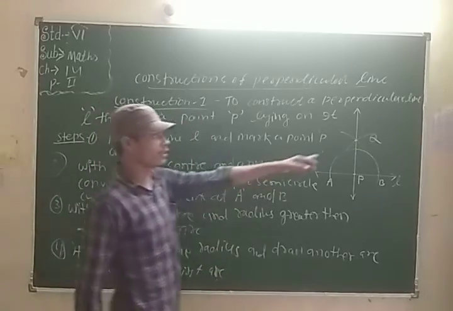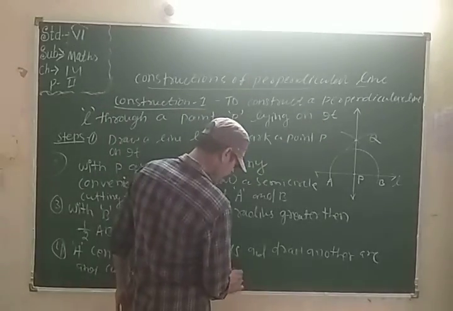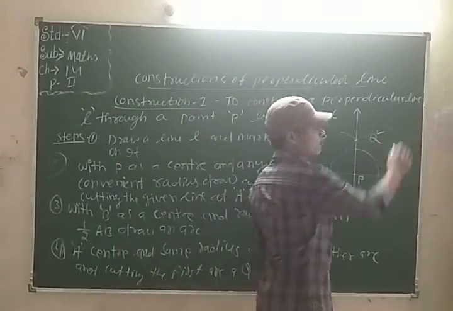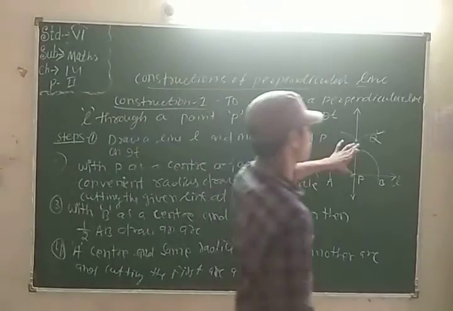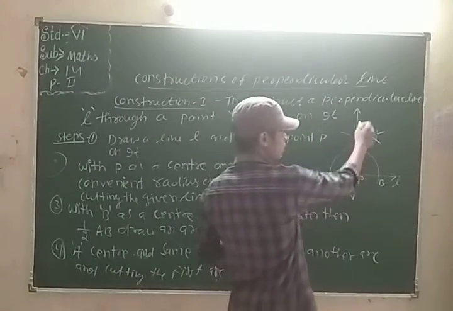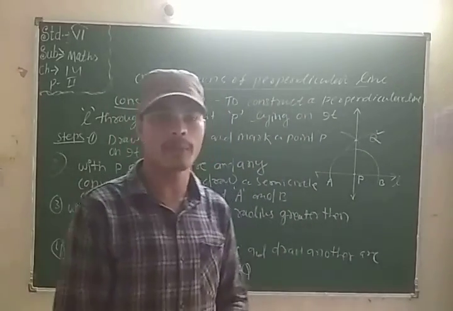First arc. When cutting the first arc, then give the name. What is each Q? Arc at Q. Then here we give the name. What's Q? Clear about it. Now the last one: join P and Q. Then we use the ruler and join P and Q. Then we get the required perpendicular.